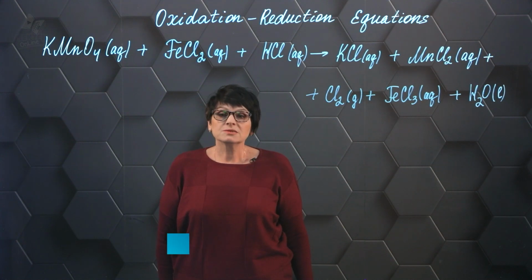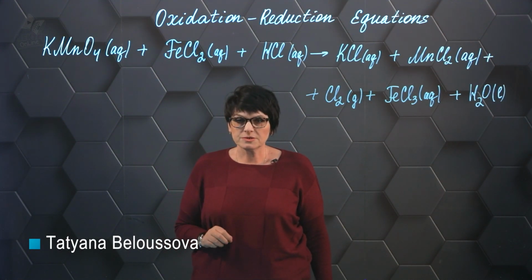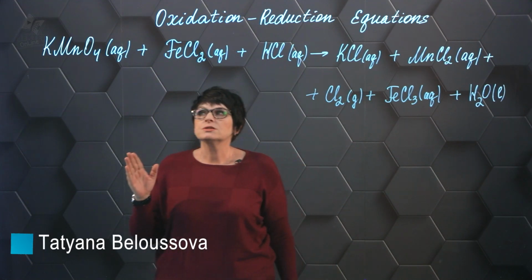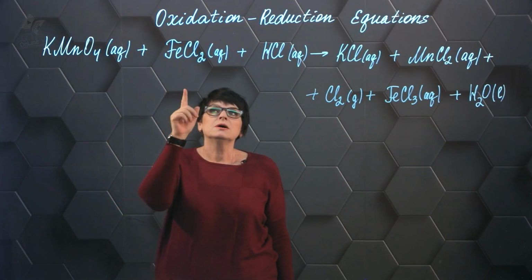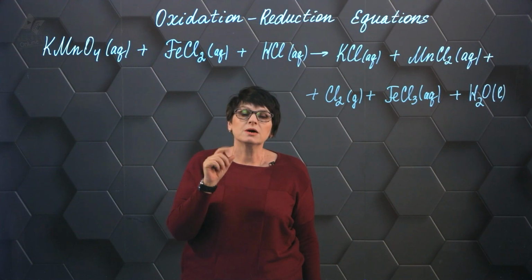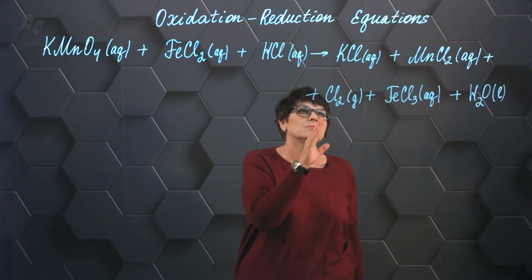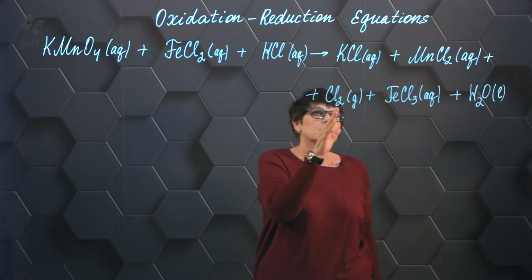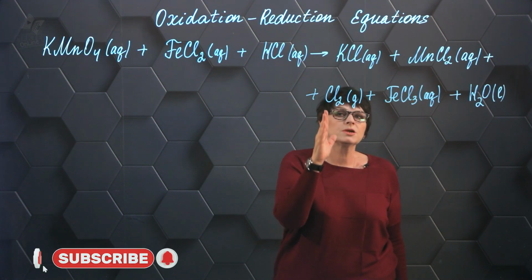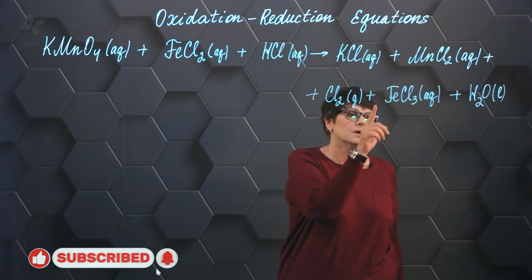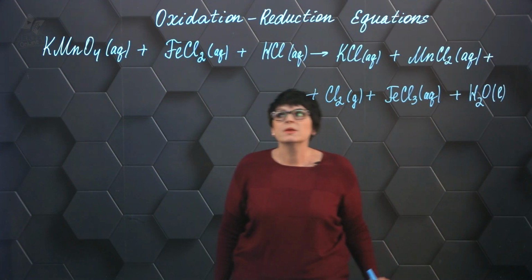Hello, today we are going to study a complex example of a redox reaction. This reaction is between potassium permanganate in aqueous solution, ferrous chloride (FeCl2) in aqueous solution, and hydrochloric acid in aqueous solution. You get potassium chloride in aqueous solution, manganese chloride (MnCl2) in aqueous solution, Cl2 gas, ferric chloride (FeCl3) in aqueous solution, and water.